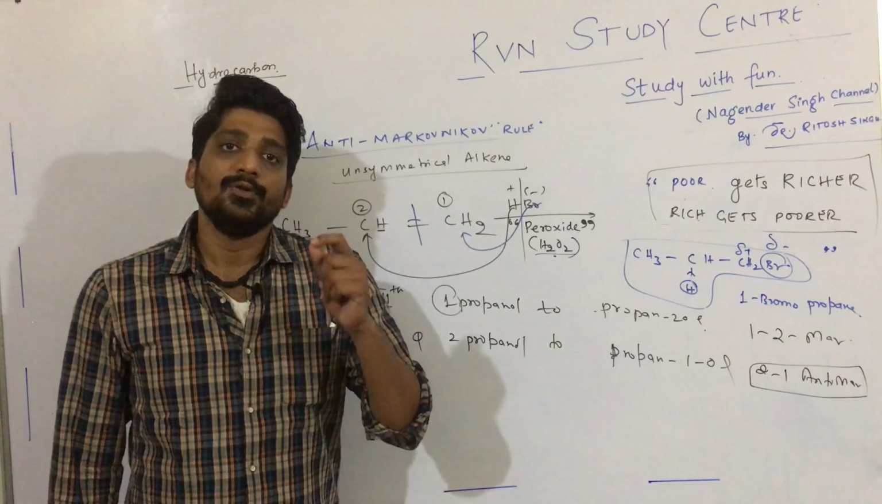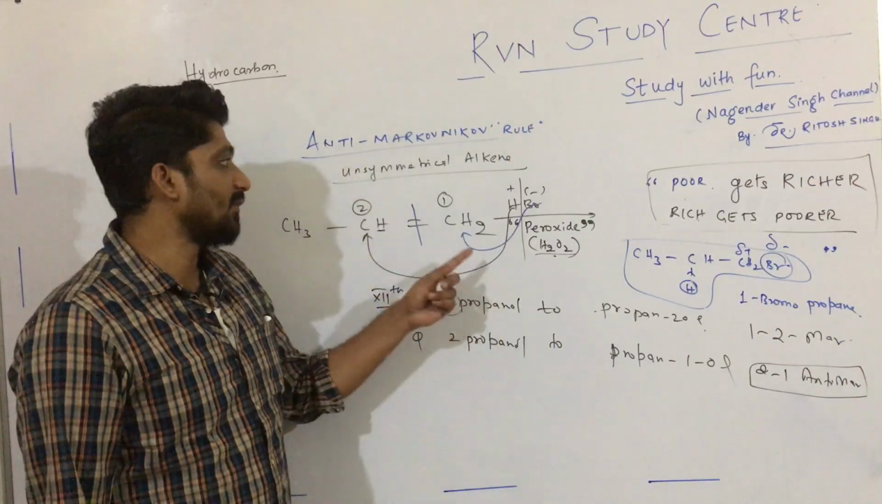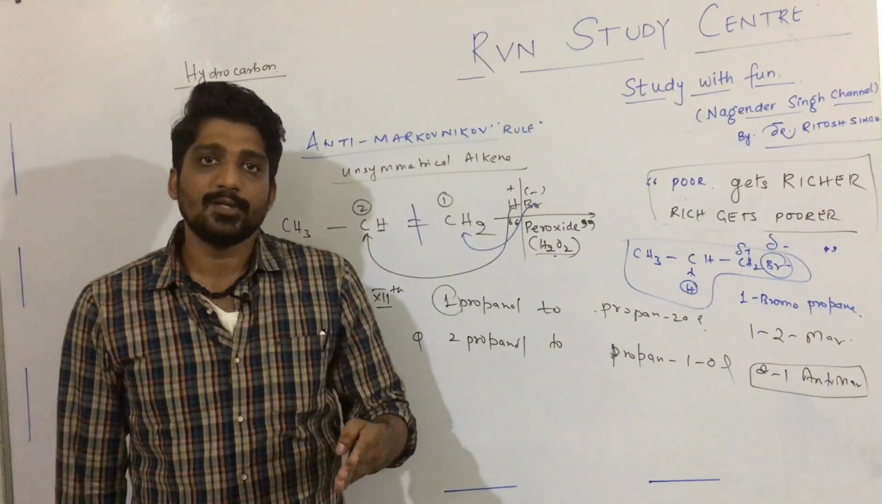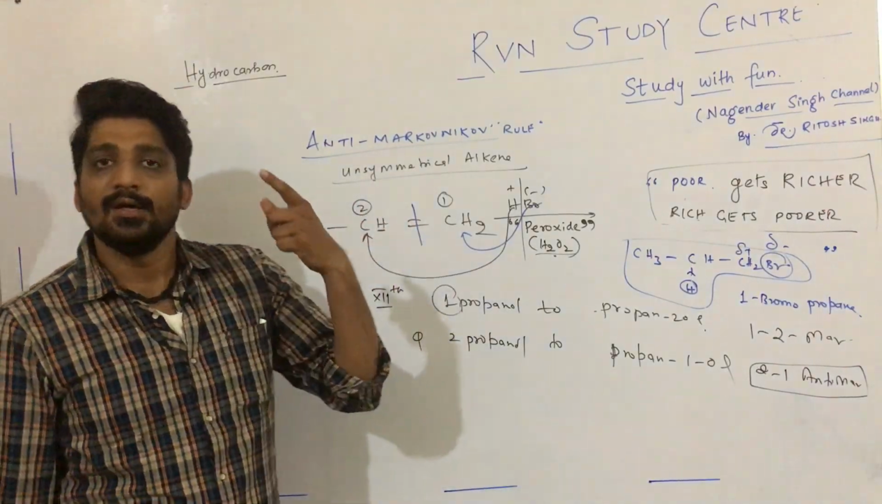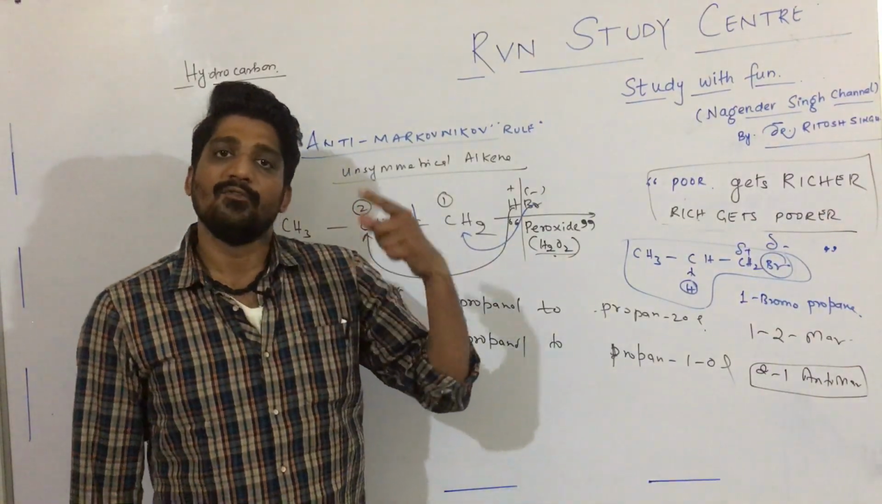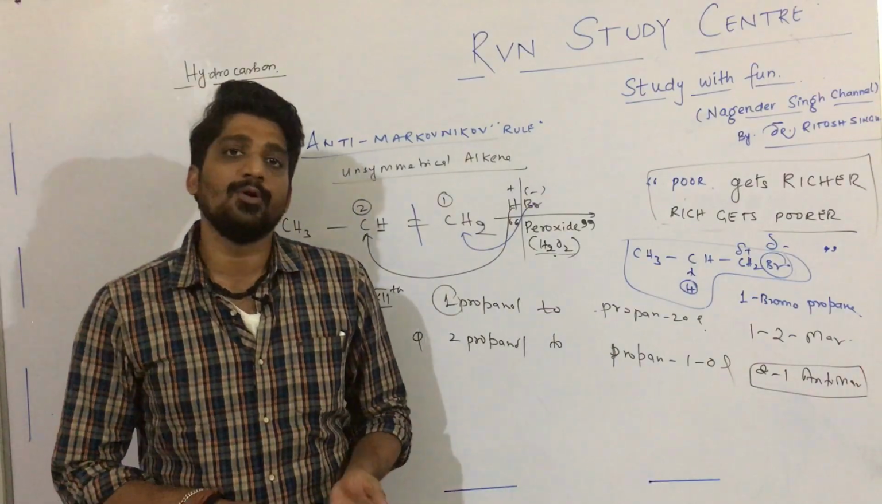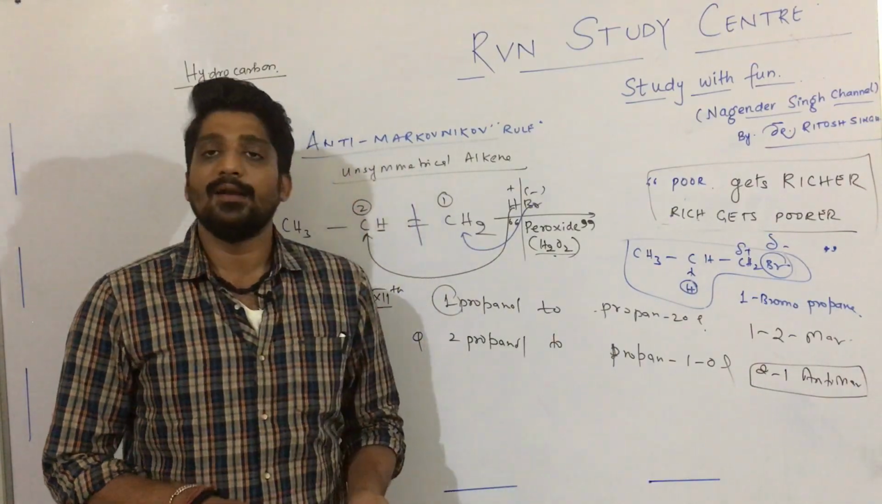I guarantee you can solve n number of questions with this. So remember the shortcut for Markovnikov: rich gets richer, poor gets poorer. For anti-Markovnikov, do the opposite: poor gets richer, and rich gets poorer.